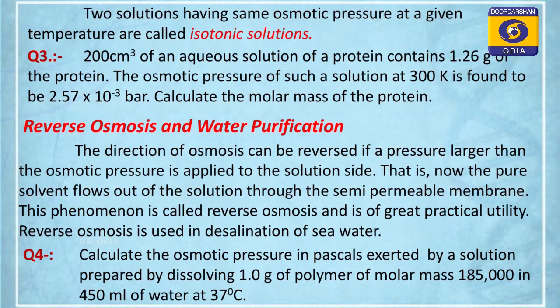Suppose 200 cc of an aqueous solution of protein contains 1.26 gram of protein. The osmotic pressure of such a solution at 300 K is found to be 2.57 times 10 to the power minus 3. So, calculate the molar mass, everything is given. The volume V is 200 milliliter, and W2 is 1.26 gram.